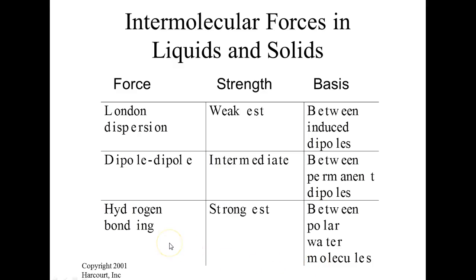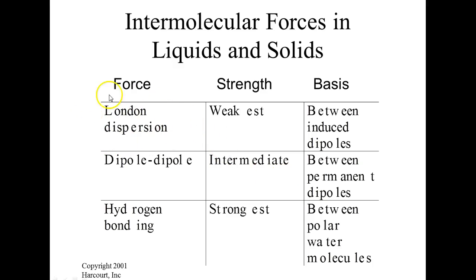So anytime you have something with an N hooked to an H, or an F hooked to an H, or an O hooked to an H, you're going to get hydrogen bonding, which makes polar molecules, and they are very sticky. They like to stick together. This is the strongest intermolecular force.